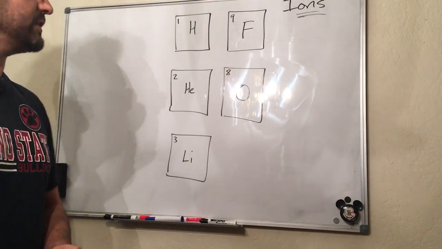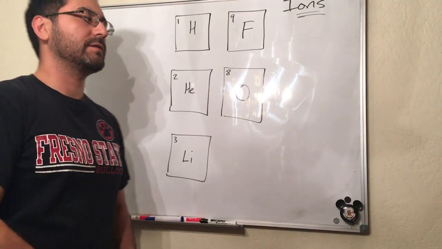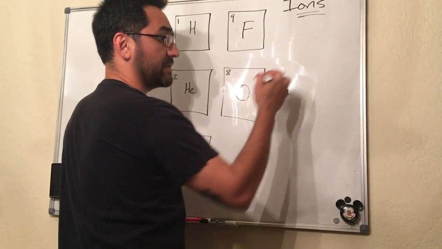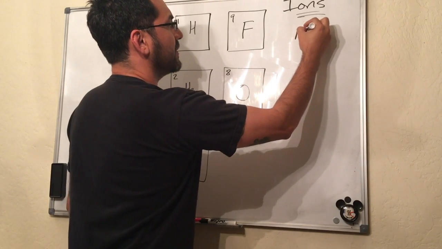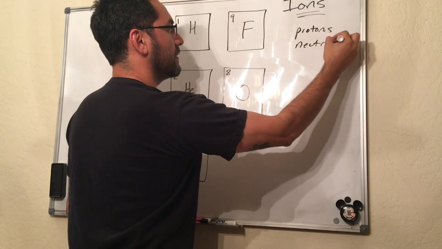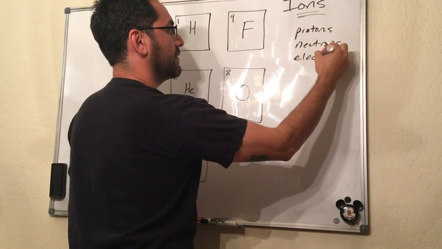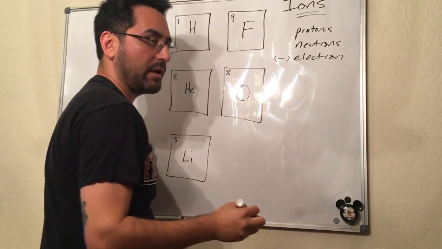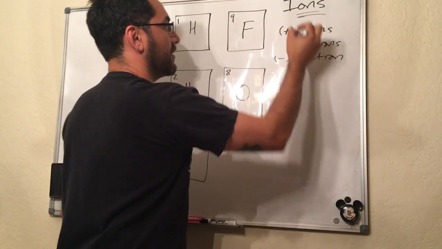Welcome back to Chem 101. Today we're going to talk about ions. So I had mentioned in a previous video that all atoms consist of three parts. They have protons, they have neutrons, and they have electrons. Now electrons carry a negative charge and protons carry a positive charge.